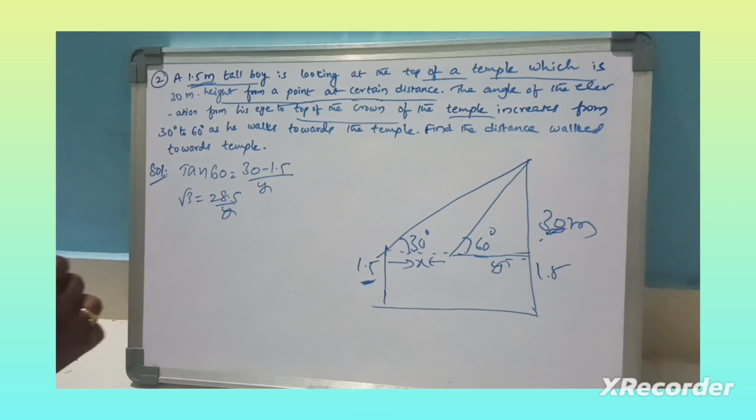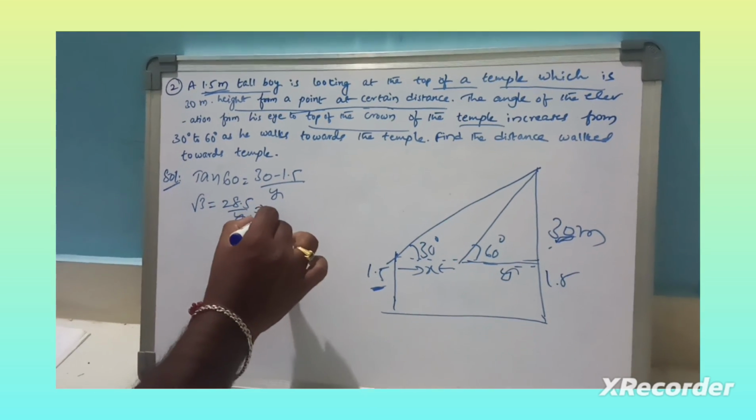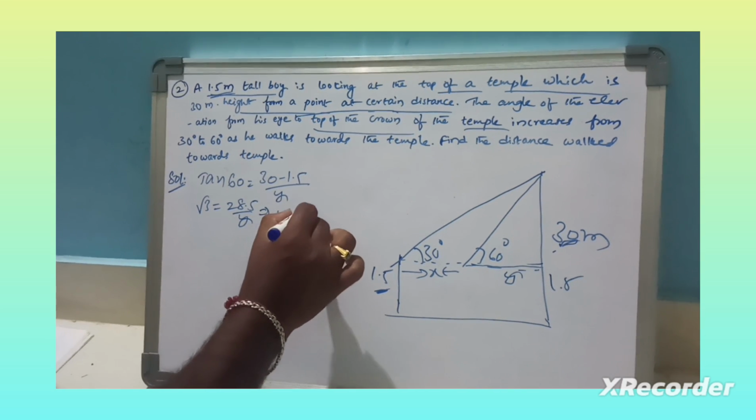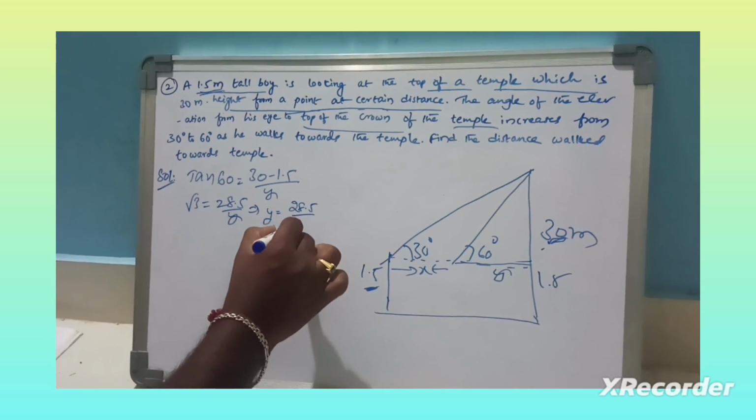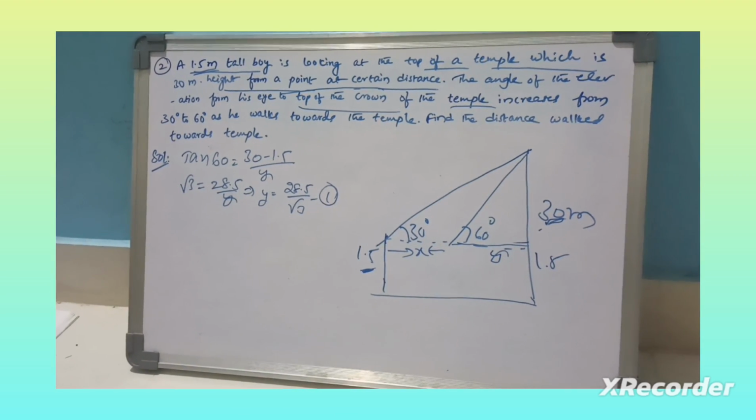Okay, now y will be 28.5 by root 3. Correct? Let's say this is our first equation. Okay, hope this is clear.